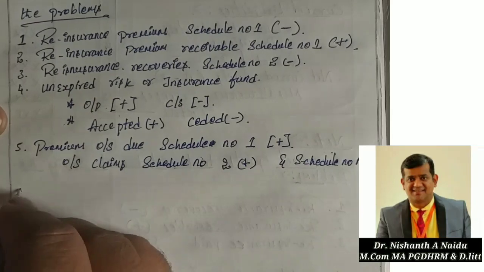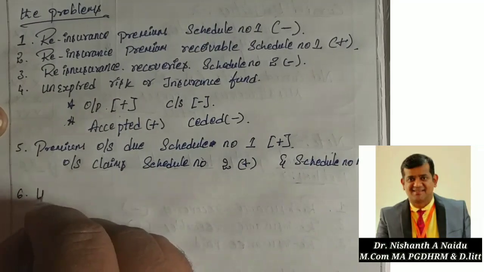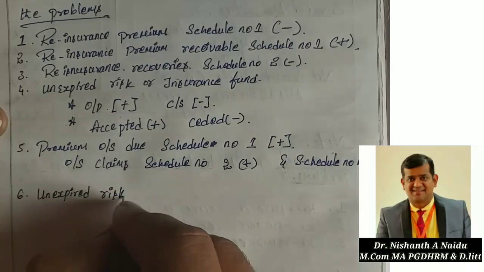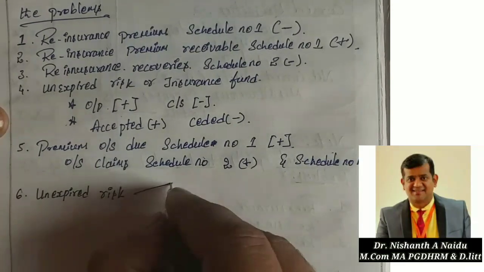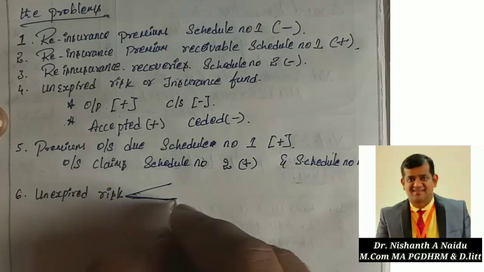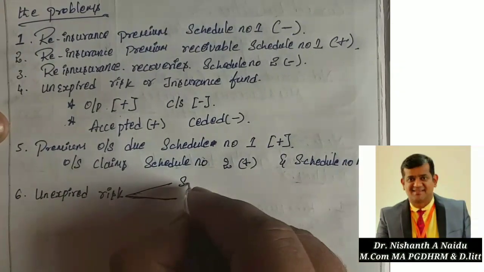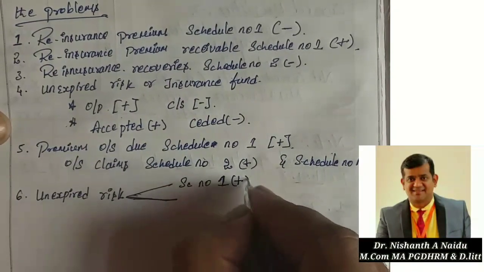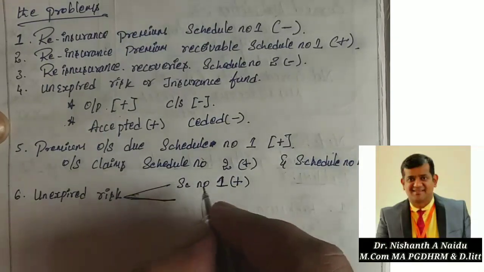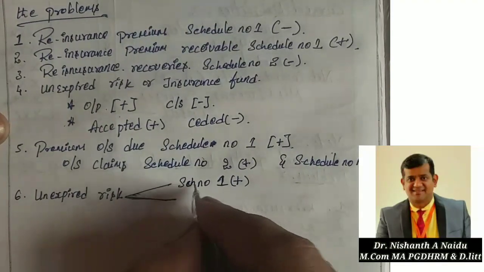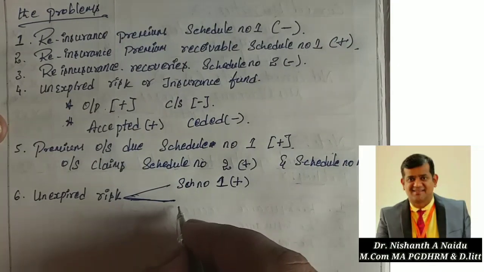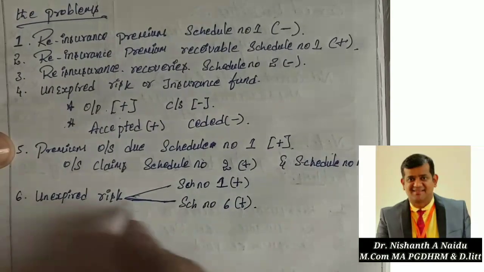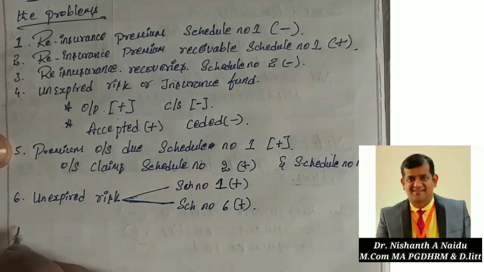Next, point number 6, unexpired risk. From here, dual adjustment. Unexpired risk, schedule number 1, add. Remember this. The same one, schedule number 6, add. So this one adjustment is reflected in 2 places.